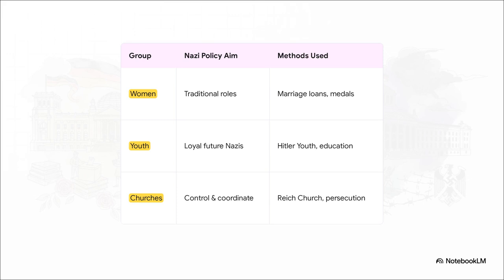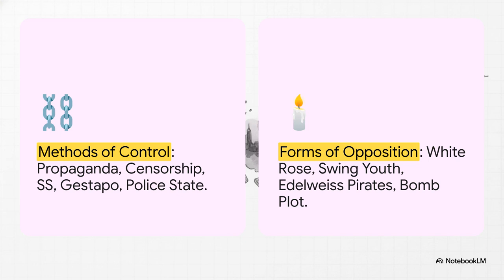This table gives a really neat summary of the Nazi approach, which was basically to have a specific, controlling plan for every single group in society. So, you look at women. The policy aim was to return them to traditional roles. How'd they do it? With marriage loans, medals for having kids, and restricting the jobs they could do. For the youth, the aim was simple: create loyal future Nazis. The methods, the Hitler Youth and the League of German Maidens. And for the churches, the goal was to control and coordinate them. They tried this with the Reich Church, signing a Concordat with the Pope, and just straight-up persecution of anyone who resisted.